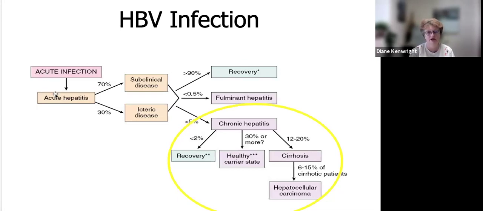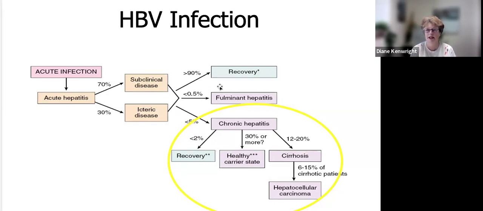We've got an acute infection leading to acute hepatitis, which can lead to subclinical disease in many people. They don't know they have hepatitis B. Think of all the children who have acquired hepatitis B at a very young age. They often don't show that they have it because they don't become jaundiced. Only about 30% of people will become jaundiced. More than 90% recover. Some go on to this fulminant hepatitis.